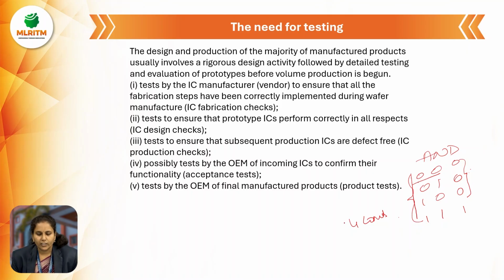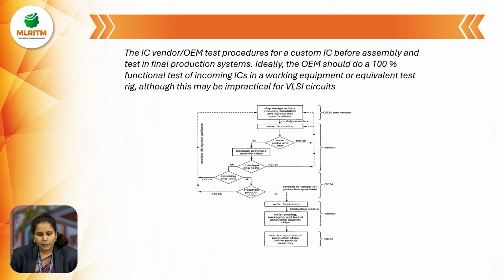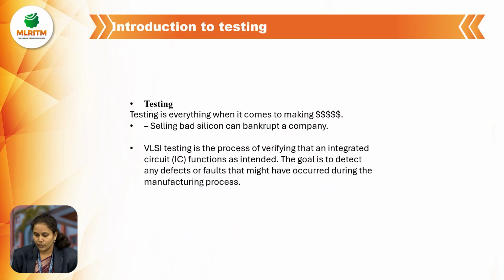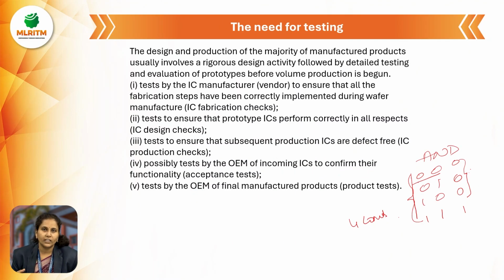But if we are going to increase the input combinations, for example, this is a two-input AND gate, and if I want to generate a four-input AND gate, how many combinations will I get? 2 power 4, that is 16 combinations of inputs I have to generate. These I can generate manually and test.